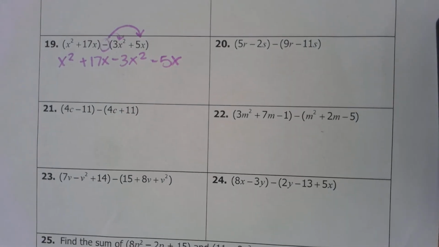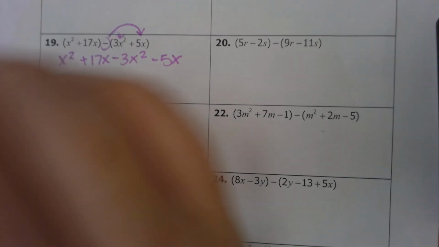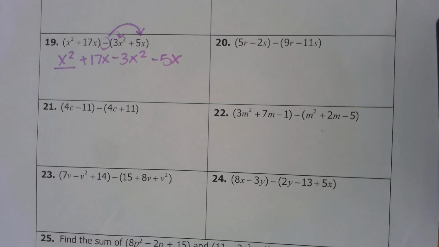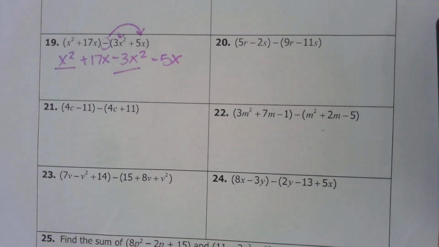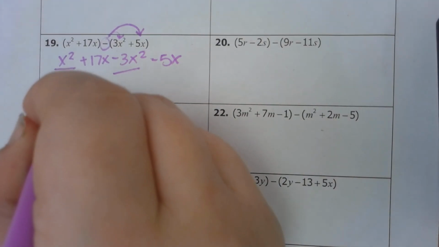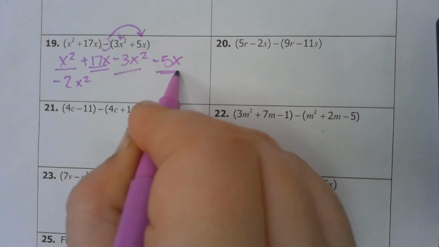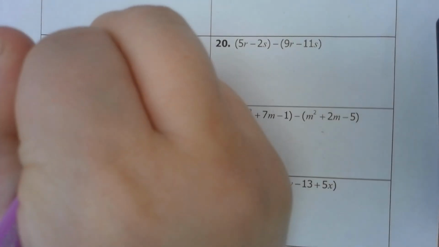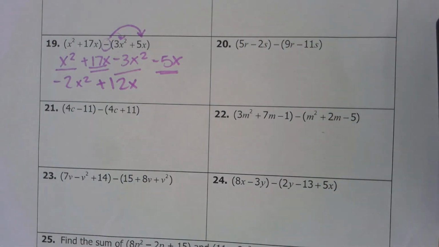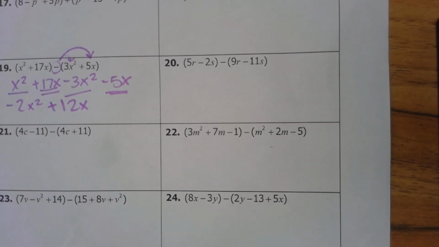Alright, so now I want you to take a second and combine the like terms. So we have x squared. My like term with that is negative 3x squared. 1 minus 3 is negative 2x squared. Then we have 17x. My like term with 17x is negative 5x. So 17 minus 5 is 12x. And that is in standard form, so we do not have to rewrite it. So that's the answer.